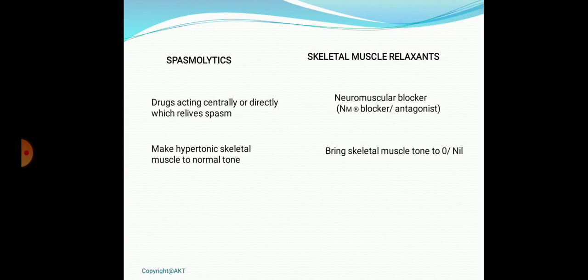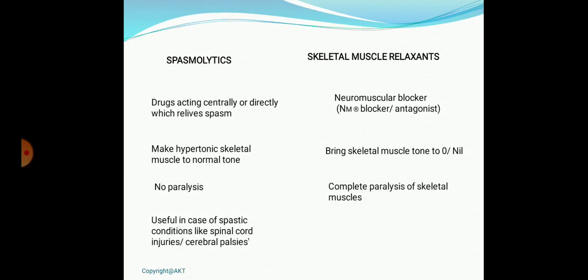Like if you see the neck muscles, they are tonically contracted. That's why our head is upright. We are able to maintain a posture. We are able to stand up. We are able to continue standing because many of the skeletal muscles are tonically contracted. But when skeletal muscle relaxants are given, the entire tone of the muscle is lost, and it can lead to paralysis of skeletal muscle. Spasmolytics never produce paralysis, but skeletal muscle relaxants cause complete paralysis of skeletal muscles.